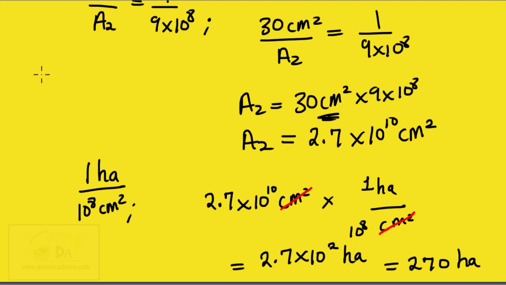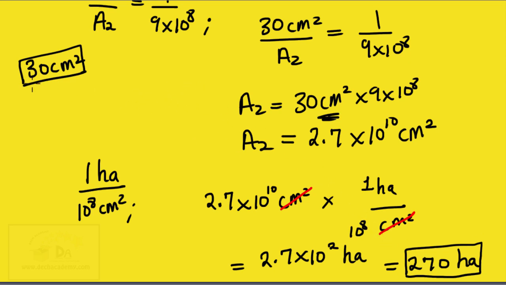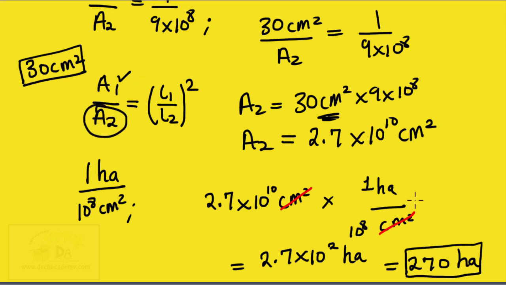So the region on the map has an area of 30 centimeters squared, and this area is actually 270 hectares, and we were able to deduce this by using the fact that the representation of an expanse of land in real life on a map is going to be similar to the actual expanse of land. So we know that the ratio of the area of the shape on the map divided by the actual shape is going to be equal to the ratio of a linear measurement on the map to a linear measurement in real life, all squared. And that's what was employed. One of the areas was given, so we just made the second area the subject of the formula, and we got 2.7 times 10 to the 10 centimeters squared, which we then converted to hectares as the question requested. We obtained a value of 270 hectares.